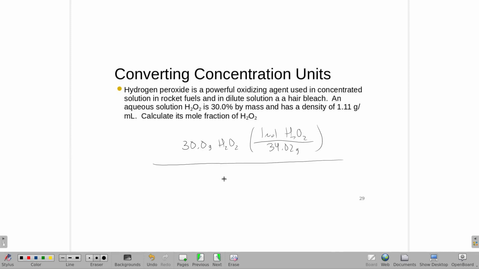And since it's a mole fraction, on the bottom will be those exact same numbers because on the bottom is moles of everything. But now we also need the moles of the water in this case. So there's 70 grams of water.